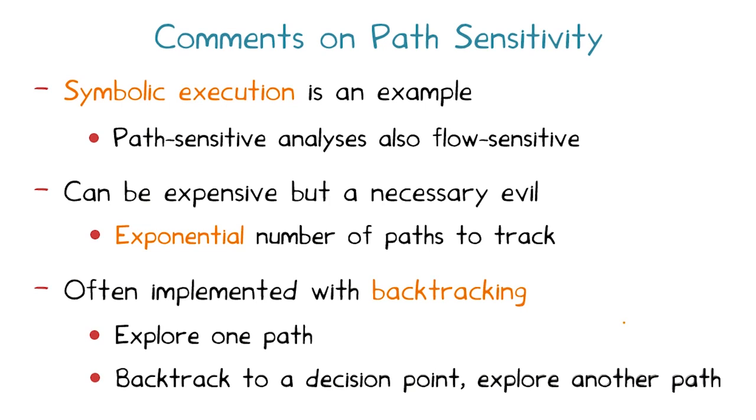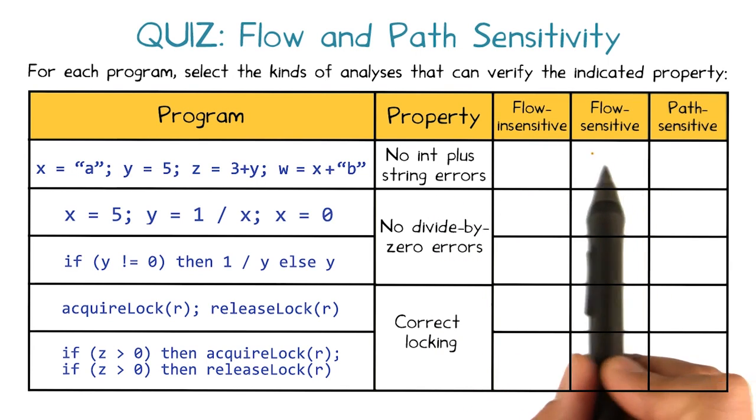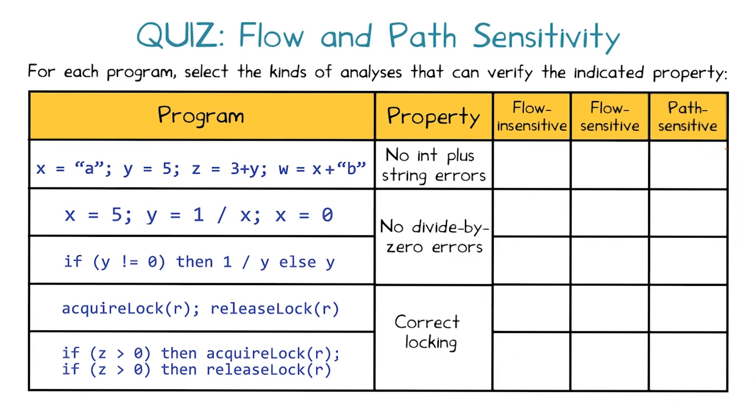In this quiz, you will decide whether some sample programs can be proven to have certain properties by flow-insensitive, flow-sensitive, and path-sensitive analyses. For each of the following 5 programs, check the boxes corresponding to the kinds of analyses that can verify the specified property.